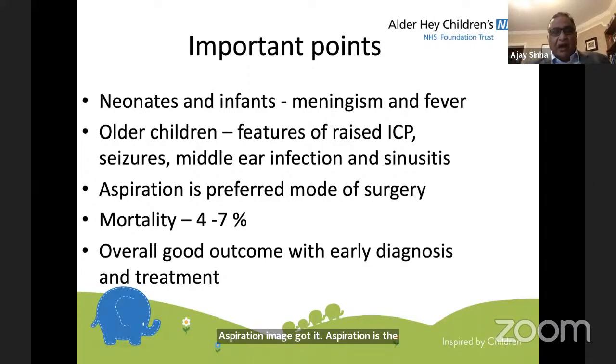We tend to use EM guidance, but I'm sure other units may have Brainlab or any form of image guidance, which will be ideal, but image-guided aspiration is what we do. Despite all the changes and vigorous antibiotic therapy, they still carry a mortality, and overall, if you pick them up early and treat them well, they tend to do well and they tend to not come back with problems.